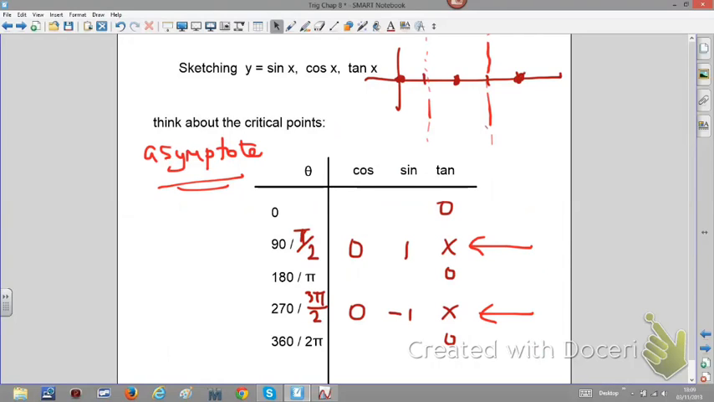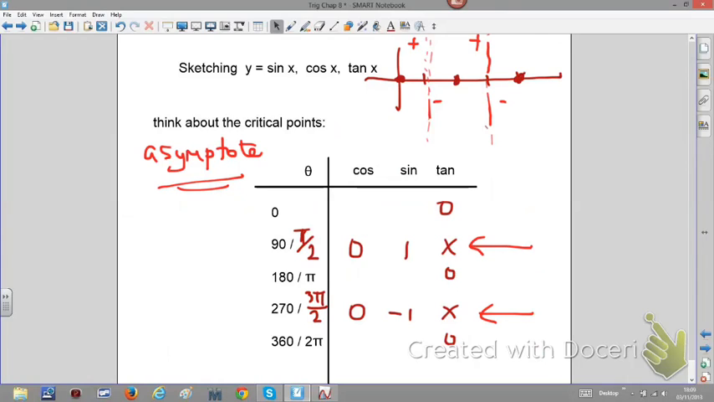Another useful thing to think about is between 0 and pi over 2, is it positive or negative? Well, tan is positive. Between pi over 2 and pi, tan is negative. Between pi and 3 pi over 2, tan is positive. And then in the next quadrant, it's negative, because tan always goes positive, negative, positive, negative.